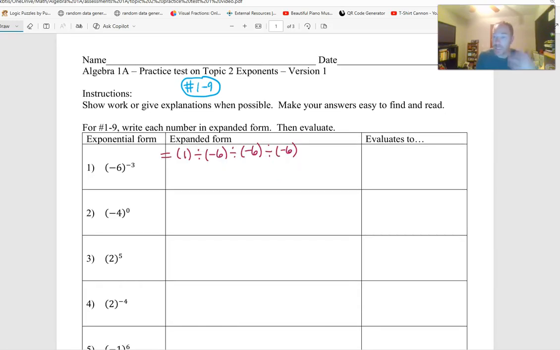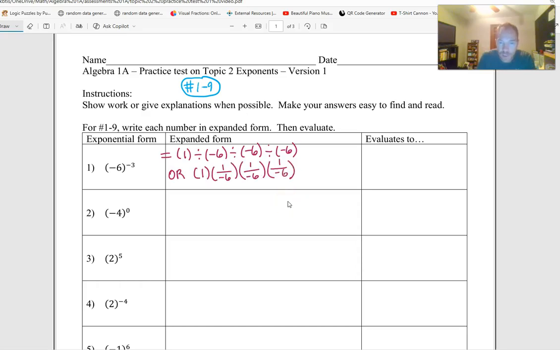One option with the negative exponent is I could divide instead of multiply, but this is going to be difficult to evaluate without a calculator. The other option besides dividing is to multiply by the reciprocal. The reciprocal is 1 over -6. I can multiply by the reciprocal 3 times. This I can evaluate. So you might not even write down the first part if you don't want to on your test, but this I can evaluate.